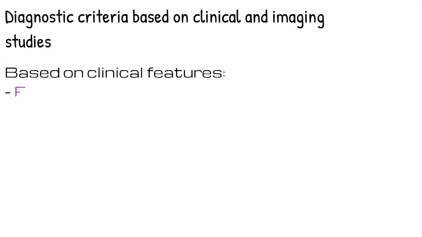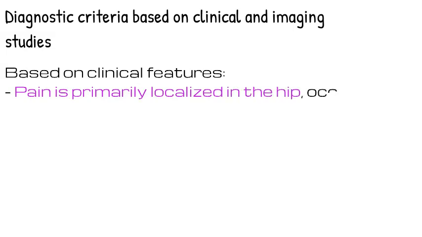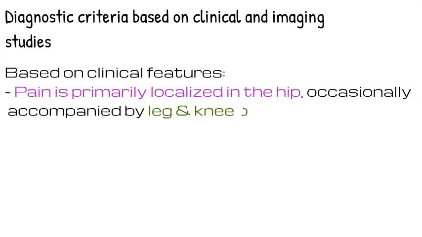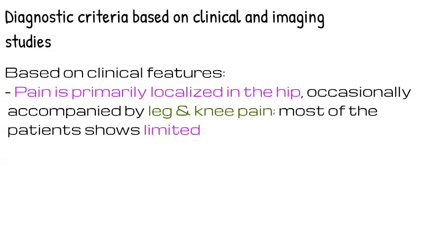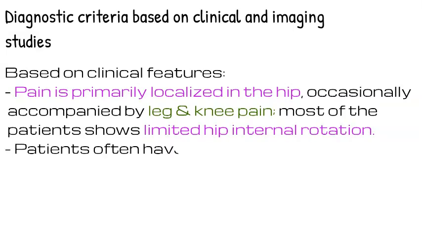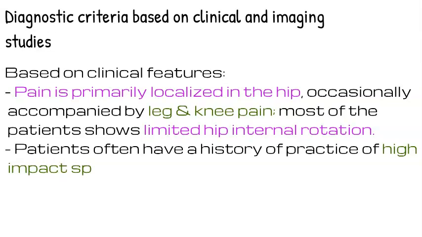Diagnostic criteria based on clinical and imaging studies. Based on clinical features, pain is primarily localized in the hip, occasionally accompanied by leg and knee pain. Most of the patients show limited hip internal rotation. Patients often have a history of practicing high-impact sports or smoke exposure.